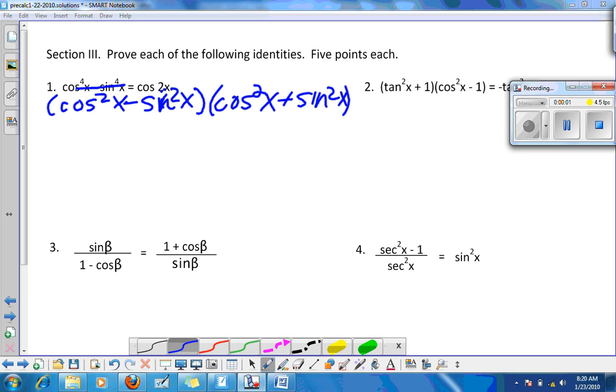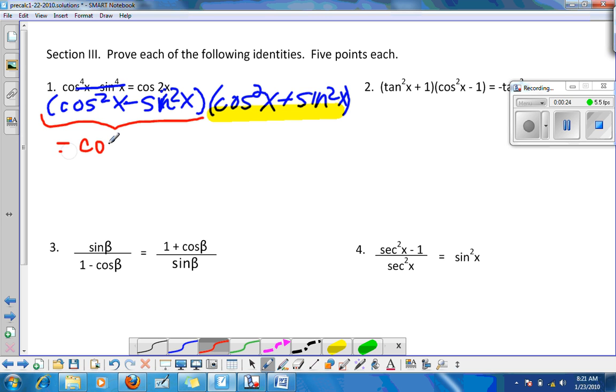Section 3, number 1. Cosine to the fourth x minus sine to the fourth x is a difference of squares that factors like this. The cosine squared x plus the sine squared x is equal to 1, so that cancels. And this part is the trig identity for the double angle of cosine. It's one way to write that. So we just need this one step, and we have proven number 1.